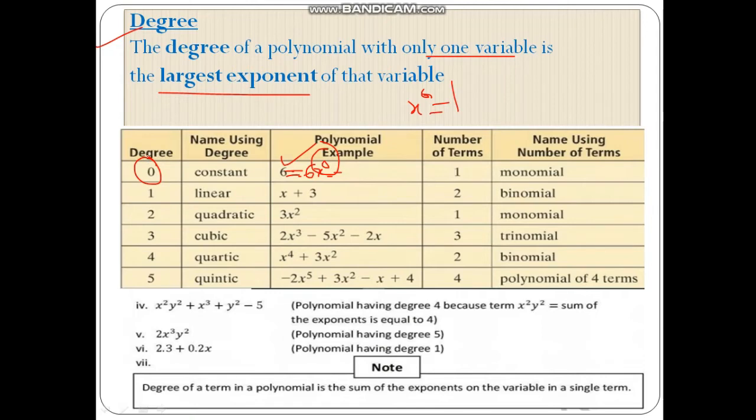So the degree of the polynomial is 0. Again, in the second one you can see the degree of the polynomial will be what? 1, as it has x raised to the power 0 and x raised to the power 1. Which is the highest one? 1 is the highest one. So the degree of the polynomial will be 1 here.